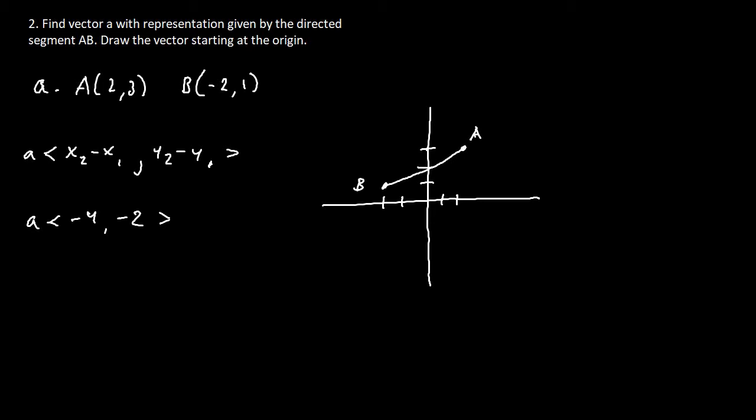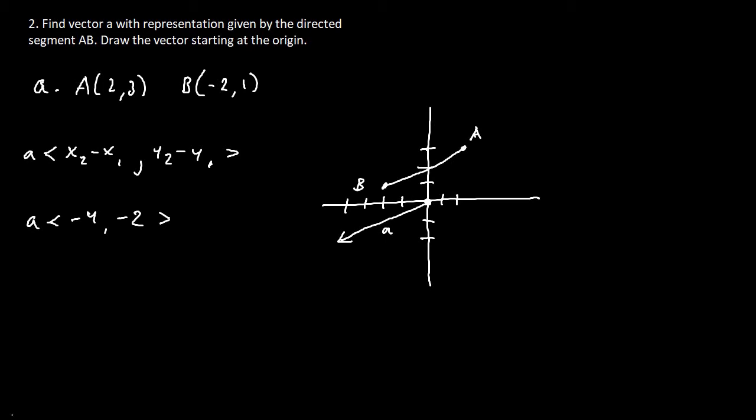So now all that's left to do is to draw the vector that starts at the origin, so its initial point is at the origin, and it needs to have the exact same components of negative 4, negative 2. So I'm just going to start at the origin and go left negative 4 since it's negative, and then go down negative 2. So the vector A will look something like this. So notice it starts at the origin, but it's basically parallel to the line segment AB because it has the same components.